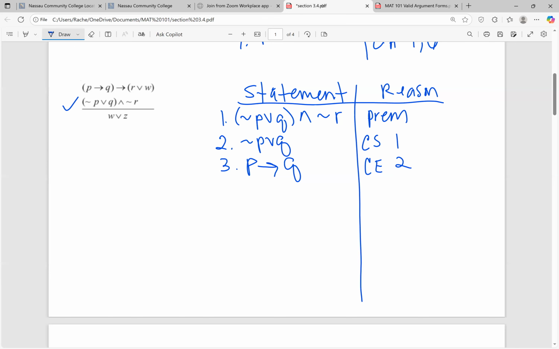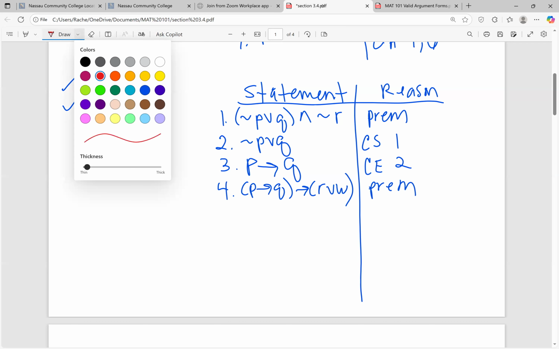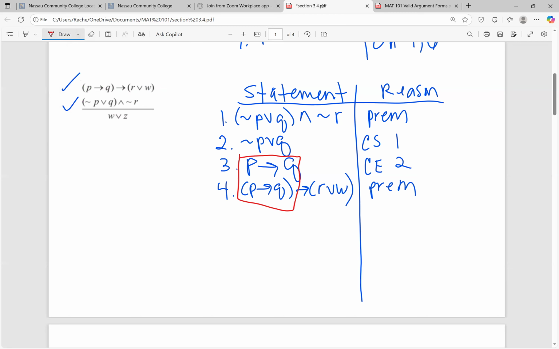And that's the left-hand side of this first premise. So I'm going to list the first premise. So P implies Q implies R or W. So that's a premise. And I see modus ponens, right? You see how the statement 3 is the left-hand side of the conditional in statement 4. So that's the pattern for modus ponens. And my statement's going to be R or W. So that's modus ponens on statements 3 and 4.